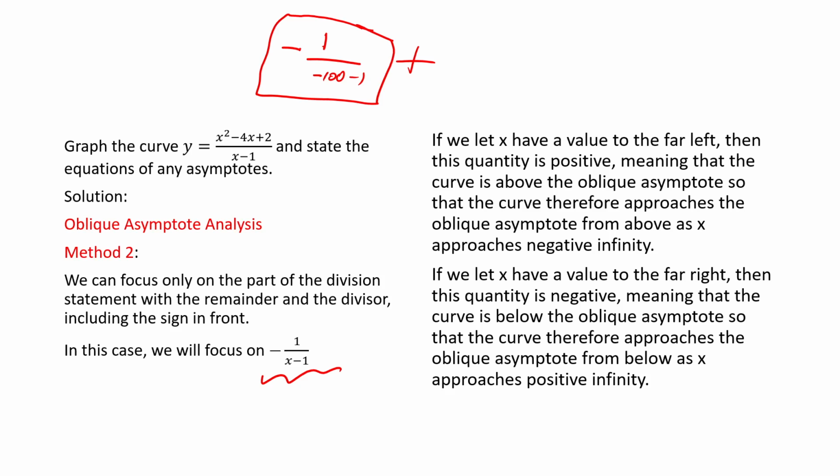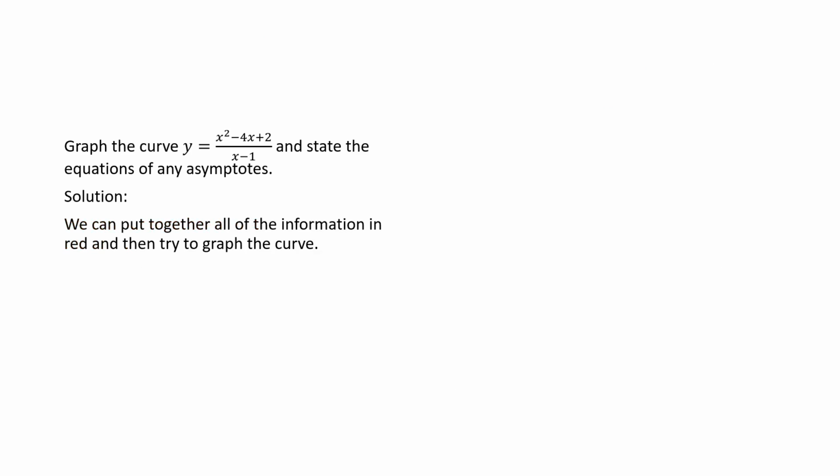But to the far right, again, remember the part that we're adding to our oblique asymptote from the division statement is -1 over x minus 1. To the far right, if I plug in a number like 100, this is going to be a negative number overall. That tells me that the y-coordinate of the curve is equal to the y-coordinate of the oblique asymptote minus a little bit, which tells me that as x approaches positive infinity, the curve is approaching the oblique asymptote from below.